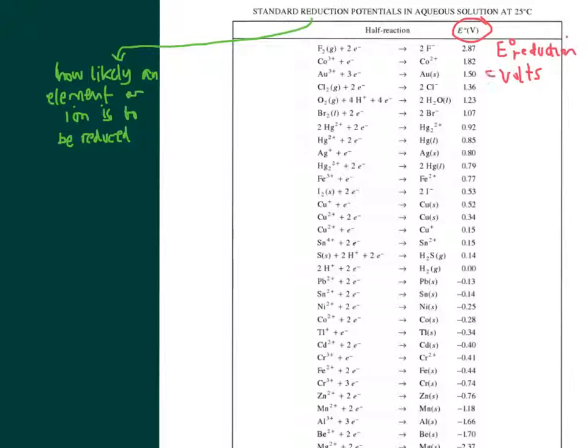So that means, how likely is it that that's going to happen? What you're looking for is this: the more positive the number, the more likely that reduction is to occur. So if we look for copper and zinc, now the trick becomes some atoms can form more than one ion. You can look over here and see there's a bunch of coppers: there's copper plus 1, there's copper plus 2, and then copper plus 2 plus 1 electron.